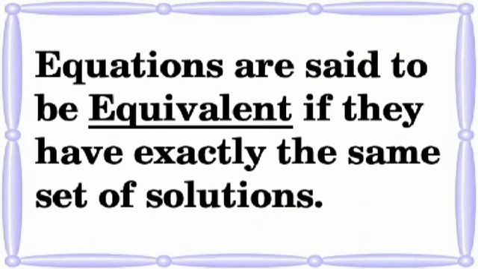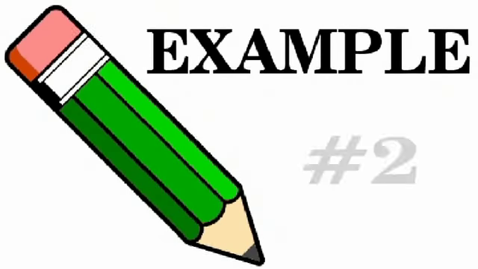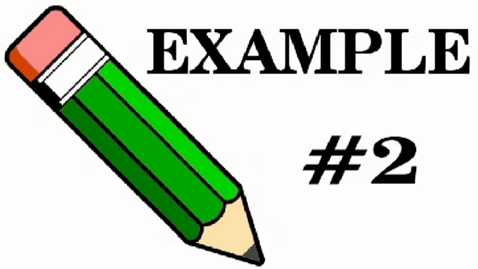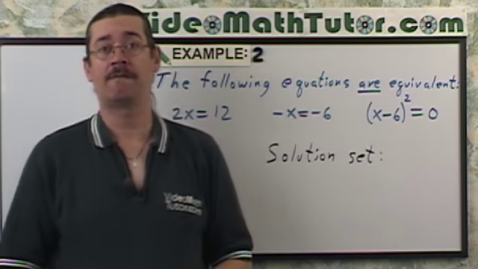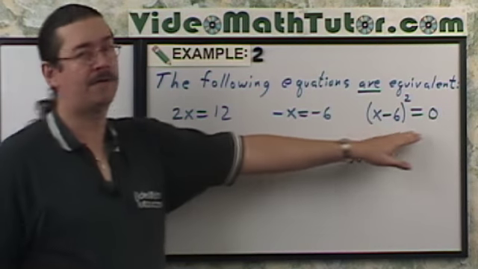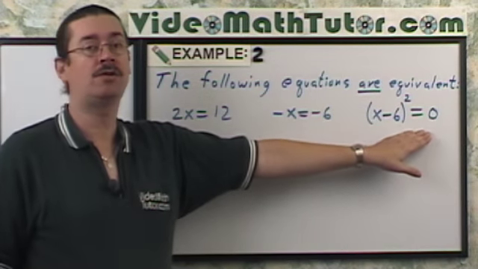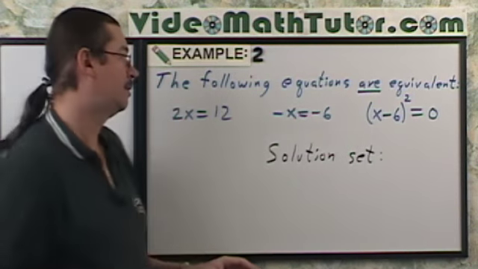Equations are said to be equivalent if they have exactly the same set of solutions. Example 2. The following 3 equations are equivalent. Why? Well, they all share the same solution set, which is right here.